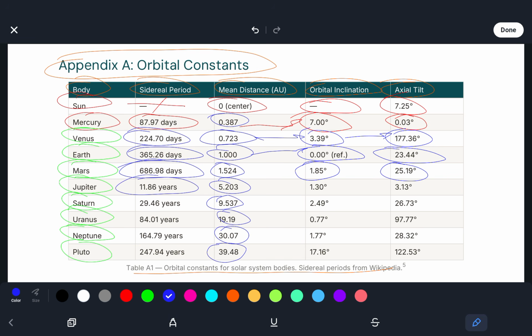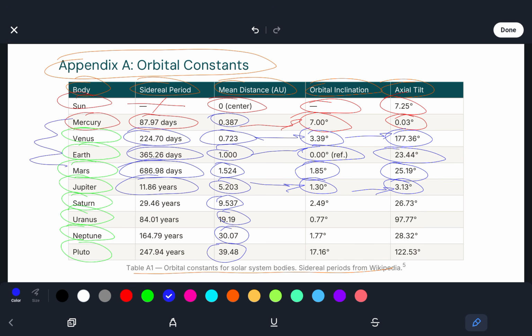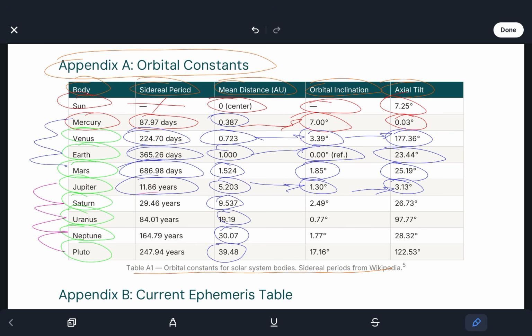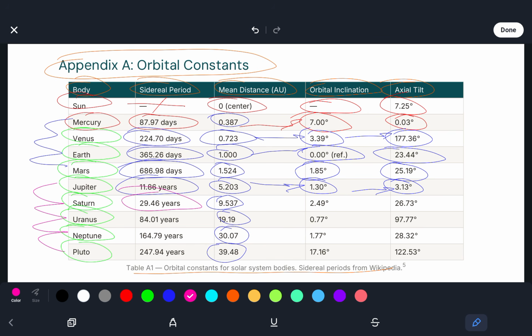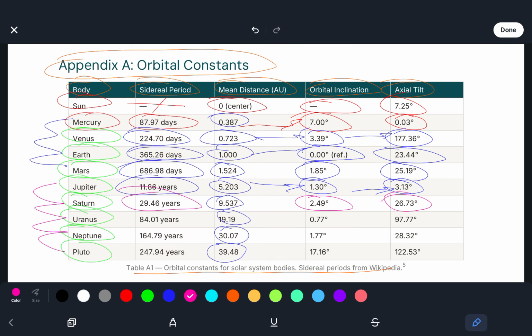And we notice that the orbital inclination is 1.30 degrees, with the axial tilt being 3.13 degrees. Now the rest, it seems, were days: Mercury, Venus, Earth, Mars, and we notice we start getting into years with Jupiter, Saturn, Uranus, Neptune, and Pluto. So Saturn's at 29.46 years, orbital inclination 2.49 degrees, axial tilt 26.73 degrees.